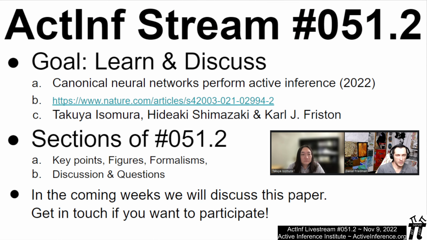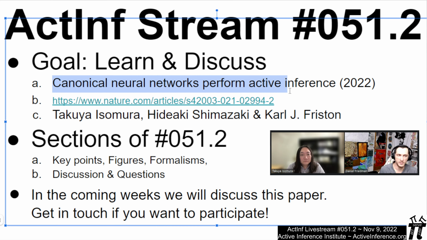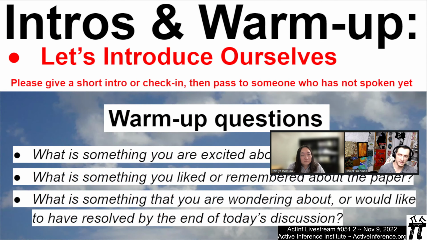All right, well, we're in ActInf stream number 51.2. We're in our third discussion on the paper Canonical Neural Networks Perform Active Inference from 2022. We had a .0 video with some background and context and overview. And then last week in 51.1, we had a great discussion, went over many interesting details of the paper and related topics. So today we're going to jump in, cover some empirical details, some implications, connect some more dots, maybe look at some code. And thanks again, Takuya, for joining these discussions.